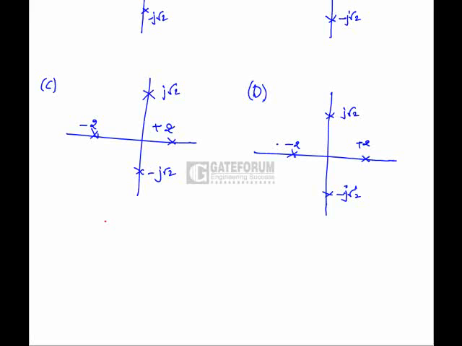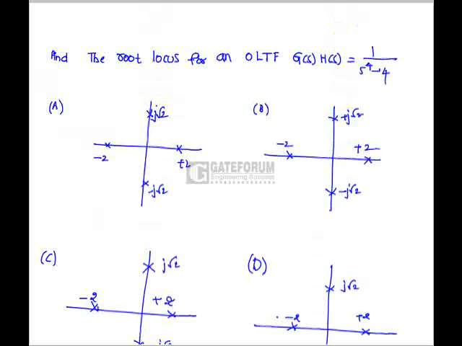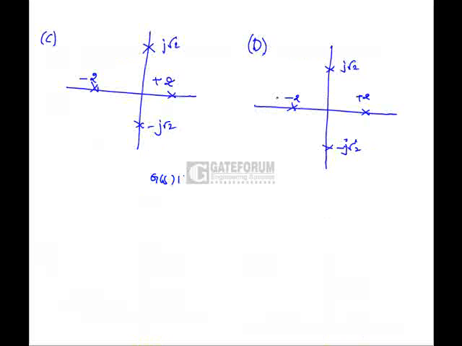Find the root locus for an open loop transfer function G of S, H of S equals 1 by S power 4 minus 4. That is, G of S, H of S, we can write as 1 by (S square minus 2)(S square plus 2). So the pole locations are plus or minus root 2 and plus or minus j root 2. There are 4 poles.